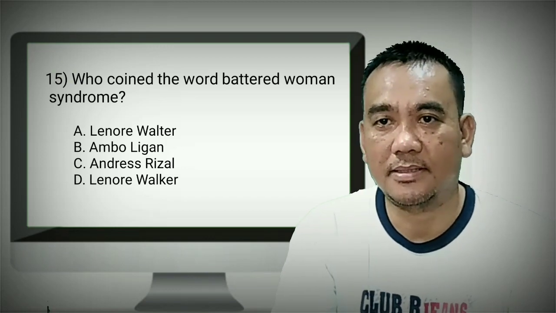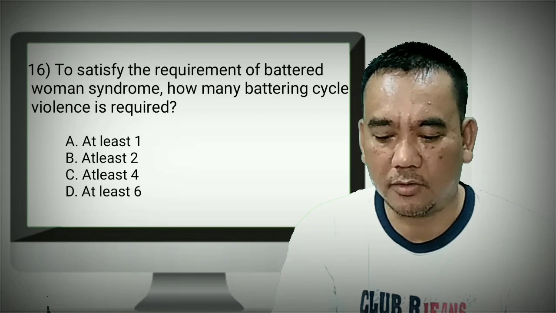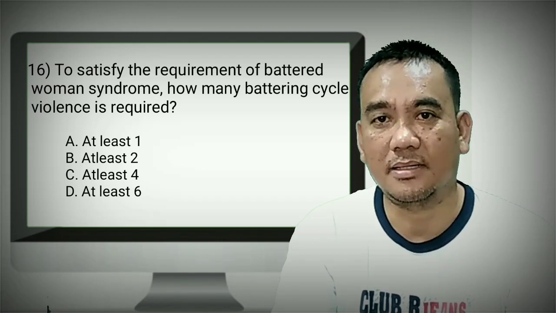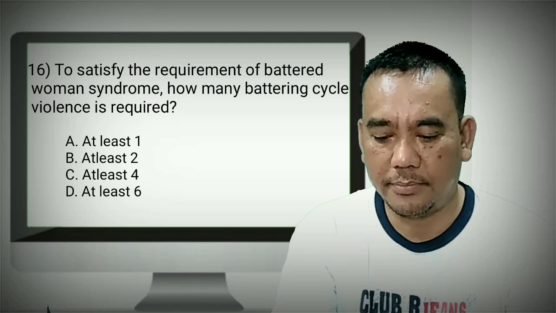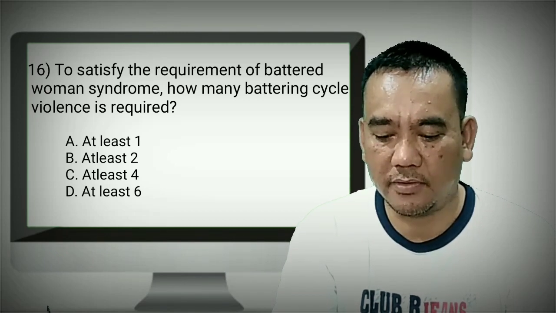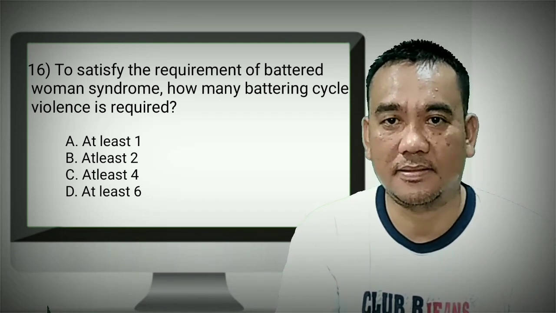Next, number 16. To satisfy the requirement of battered woman syndrome, how many battering cycle of violence is required? A. At least 1. B. At least 2. C. At least 4. Or D. At least 6.